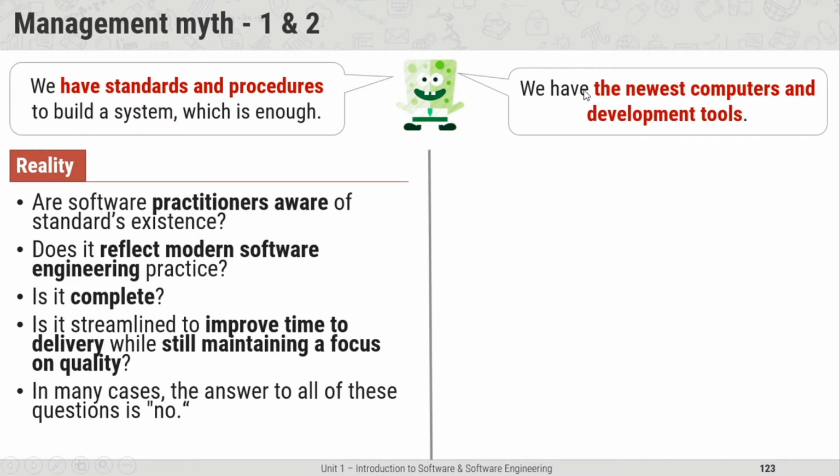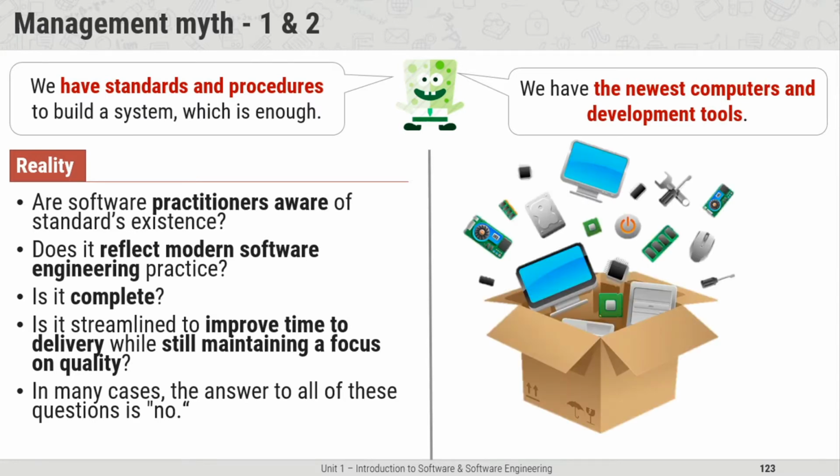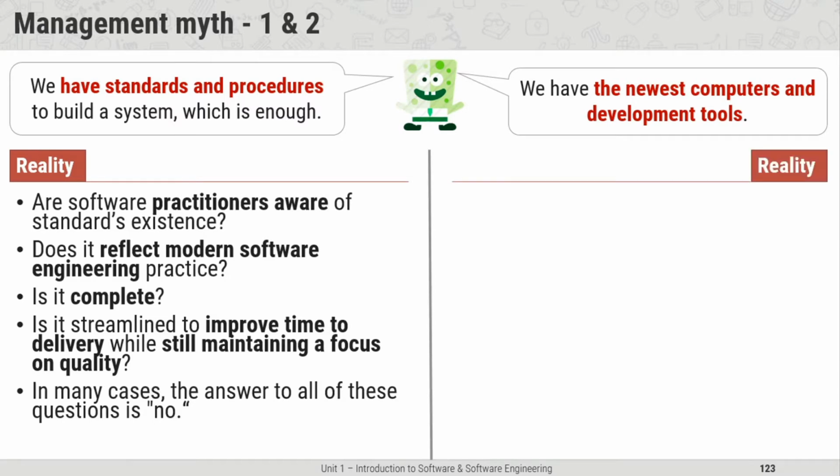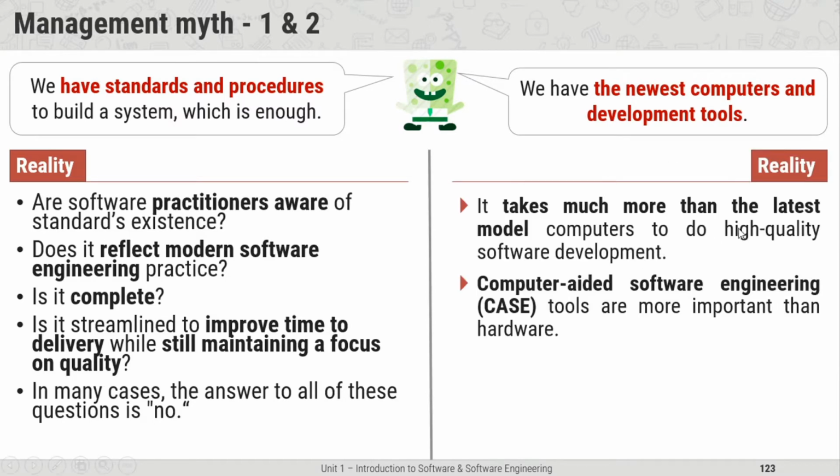The next myth is that if we have the newest computers and development tools, the system will be complete. It doesn't matter if you have the newest computers or development tools; that doesn't complete the whole system. Though we have all these new systems, the reality is different. It takes much more than the latest model computer to do high quality software development. It's not just based on what kind of hardware you are using. Sometimes it is very important to have good software also. Computer aided software engineering, that is CASE tools, are more important than your hardware.